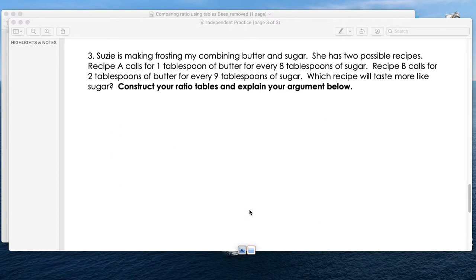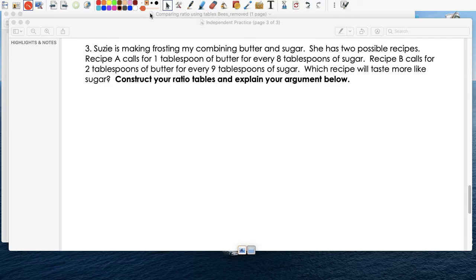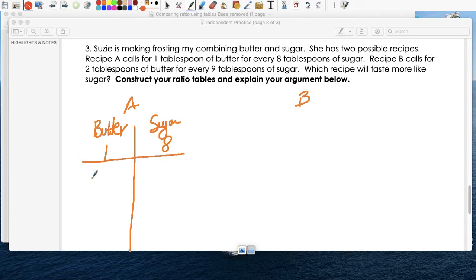Ooh, last one we have to get a table. So we have Susie's making frosting. She's mixing butter, mantequilla, and sugar, azúcar. So let's go recipe A and recipe B. So recipe A, that's what we're gonna write. 1 tablespoon of butter. So butter and sugar. So the ratio is para cada uno butter, una cuchara de butter, mantequilla, 8 tablespoons of sugar. Yikes, that's mucho, no?